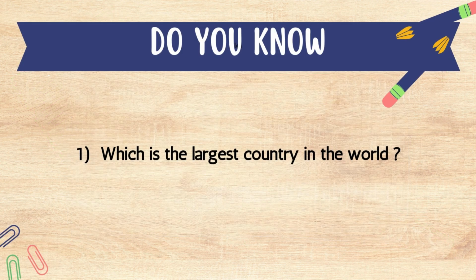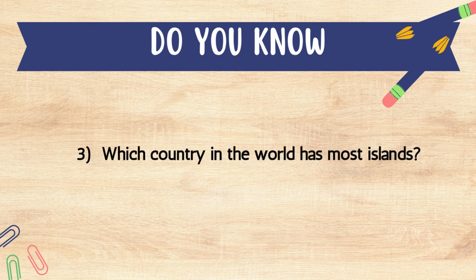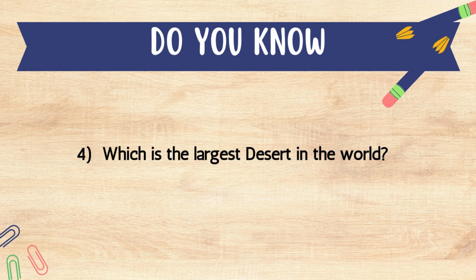Which is the largest country in the world? Russia. What is the capital of Canada? Ottawa. Which country in the world has most islands? Sweden. Which is the largest desert in the world?